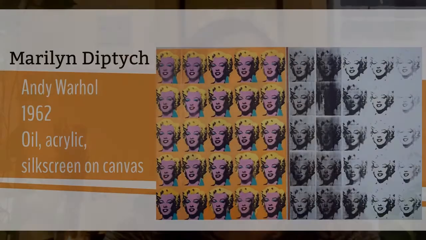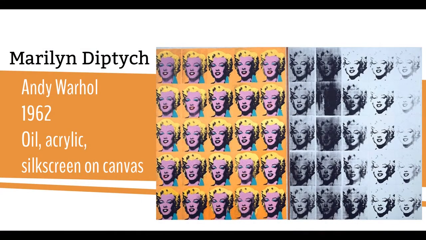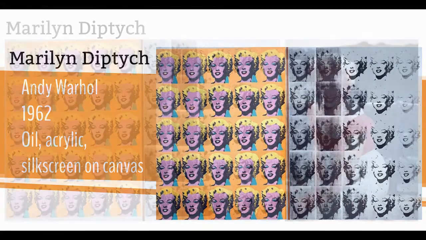It debuted in his first solo show in New York City in 1962. It's called Marilyn Diptych and combines silkscreen on canvas with some oil and acrylic paint. You can see it's divided into two panels with colored portraits of Marilyn on one side and black and white portraits on the other, thus the name Diptych for two.